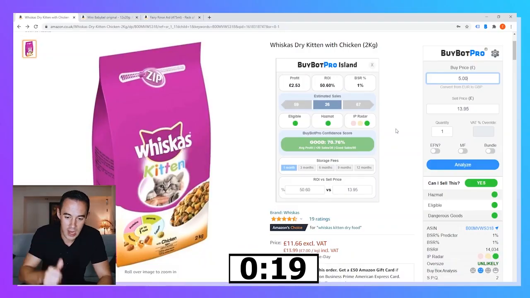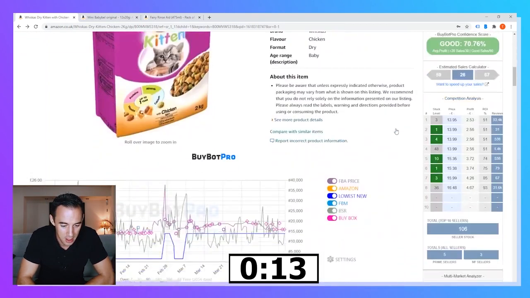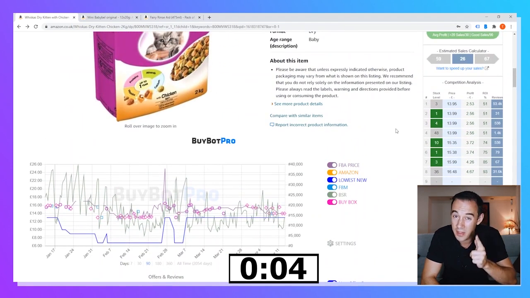Am I eligible to sell? Green. IP radar green, profit okay, bit heavy, ROI 50% happy, 26 sales a month, I like that. Move down, no Amazon, sales rank I'm happy with, buy box price is good, and also new sellers moving, I like that. If you look at stock levels, they are low, I like this product, I would get involved. Okay, let's load up this next product now, and can we repeat the same process in 20 seconds?